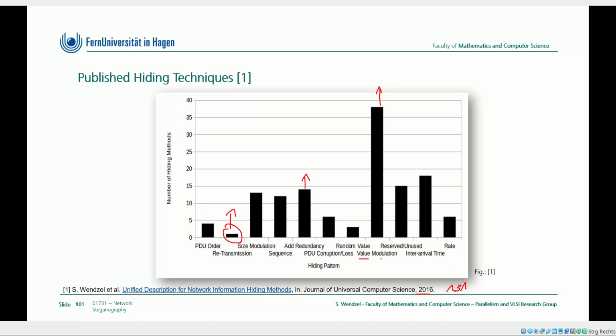As you can see, most applied some form of value modulation. And also interarrival time was rather popular, reserved, unused. These three were also not too uncommon, and some, like random value, despite being very easy to use, were not commonly used.